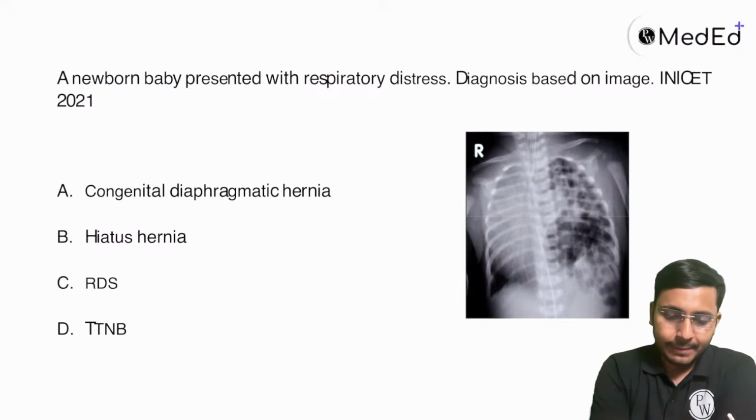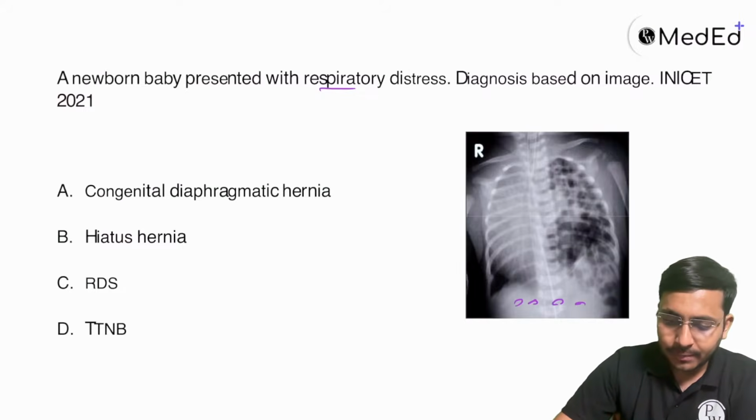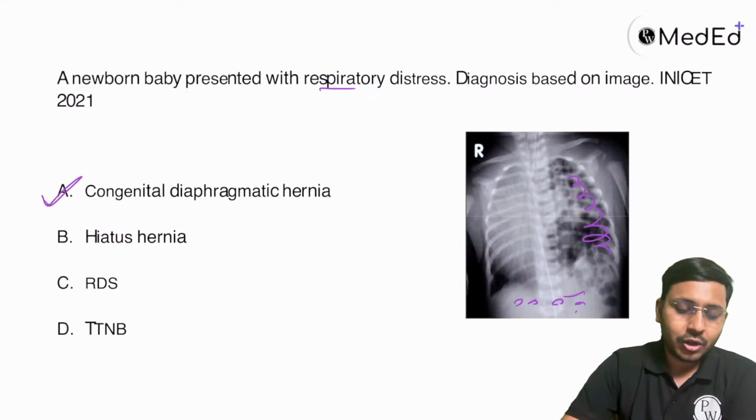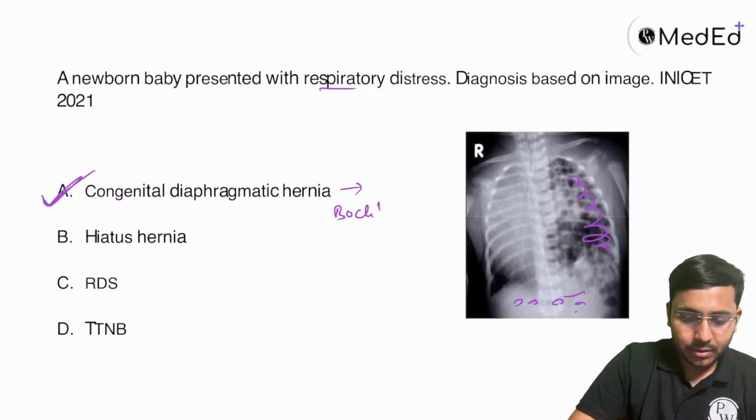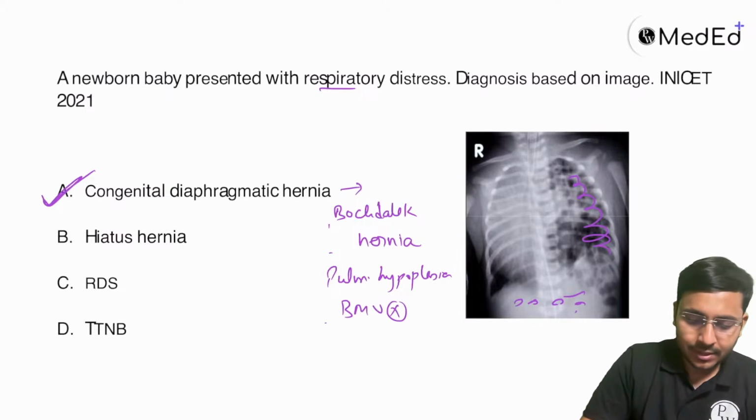A newborn baby presented with respiratory distress. What is the diagnosis? Okay, newborn respiratory distress, you see there are no bowel loops in the abdomen, there is no stomach here, all the bowel loops have now herniated into the left side. This is a congenital diaphragmatic hernia. Most common is the posterolateral type on the left side, also known as Bochdalek hernia, causes pulmonary hypoplasia, respiratory distress, so bag and mask ventilation is contraindicated. You have to do invasive positive pressure ventilation.